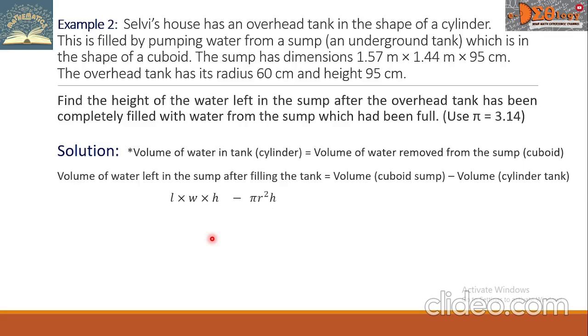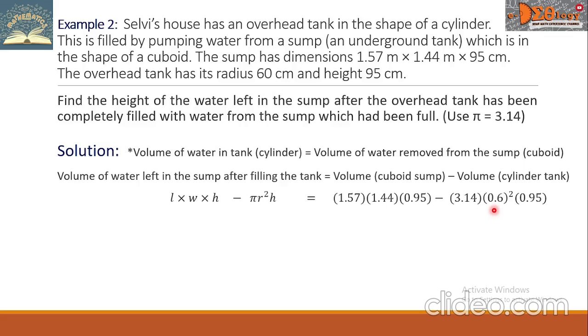For the volume of the cuboid, we will have 1.57 times 1.44 times 0.95. This 95 centimeters is now converted to 0.95 meters, minus pi, which is 3.14, times the radius, which is 60 centimeters.